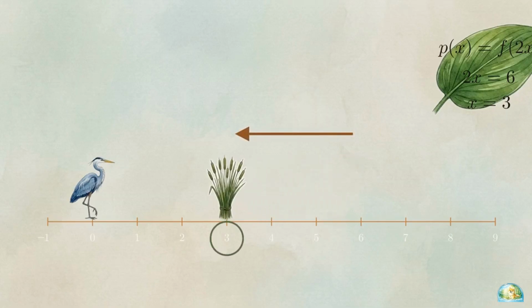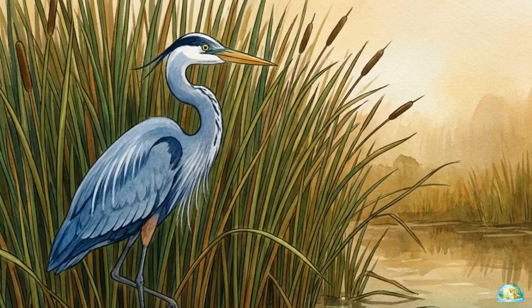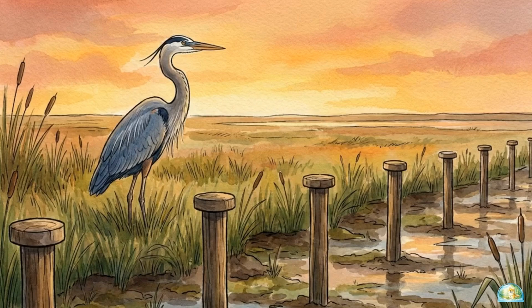So the feature that was at x equals 6 on f appears at x equals 3 on p, a horizontal compression. The feature moves from x equals 6 to x equals 3, showing a horizontal compression by a factor of 2. Multiplying the input means it takes exactly half the horizontal distance to reach the original height. If the inside input changed from 2x to x plus 5, where would the original 0 point move?